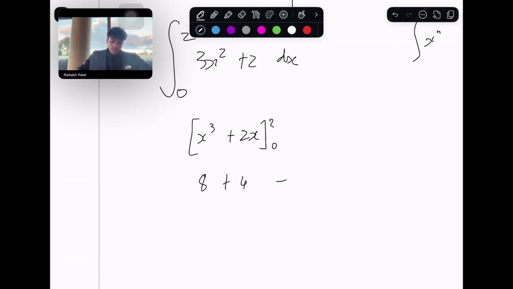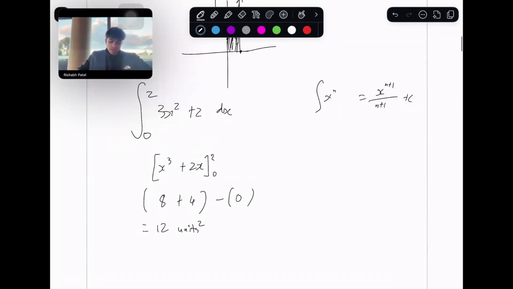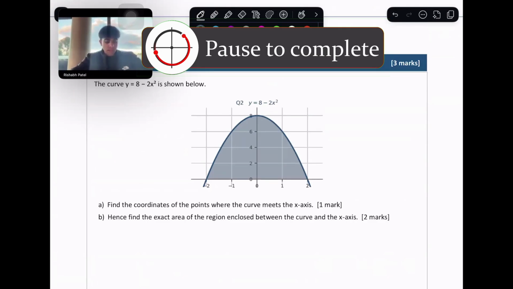And then we take away when we sub in 0, which is just going to be 0. That will give you 12 units squared as your final answer for that area. So I'll give you guys a moment here, and then I'll go through it.